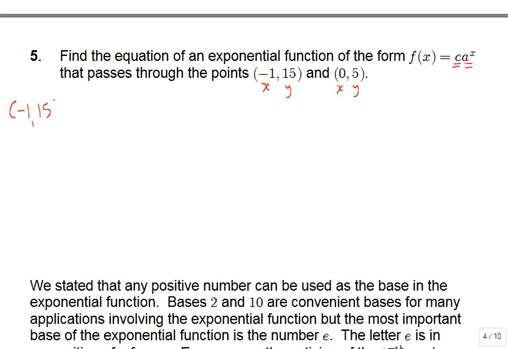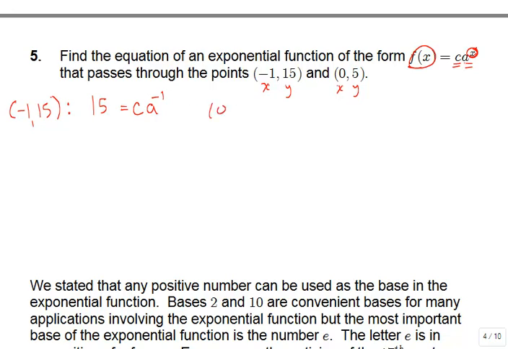So for the point negative 1 comma 15, the x value is negative 1, so that's going to go up here in this power right here. So on the right hand side we would get c a to the negative 1, and the y is your f of x, so the 15 is going to go on the left side.